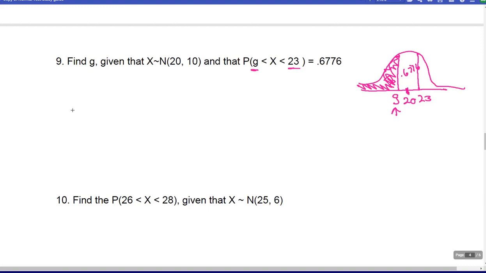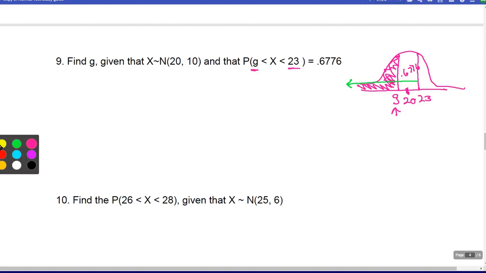So I do have 23, right? What if I found the area below 23? That would go all the way forever, right? Now, that's not this part, but how can I take that number and change it so it only has the part that I want? We could subtract that from 0.6776. Exactly. You with me on this? Yeah, that makes sense.